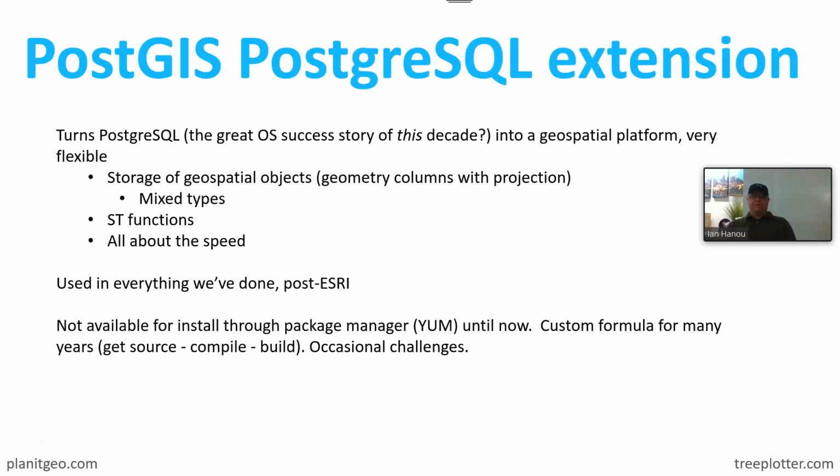But we're here for FOSS4G. PostGIS itself extends that database into a geospatial platform. And it's not just adding the ability to store data in a geometry column. That's one of the things it does. You can store various types of geometry. You can create a table and have mixed geometries in one column. You can have points, lines, and polygons all in the same column if that's what you want to do, and it will store projection data.